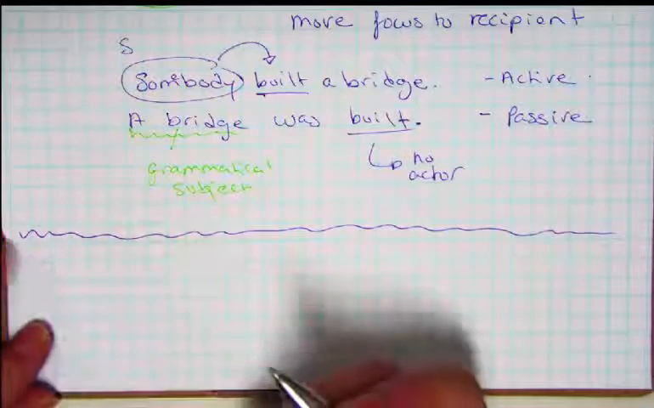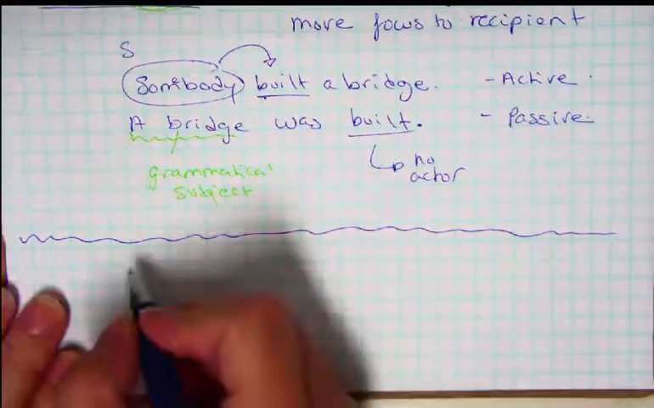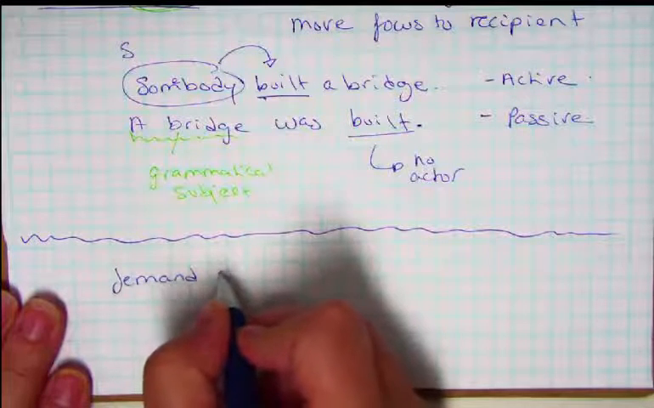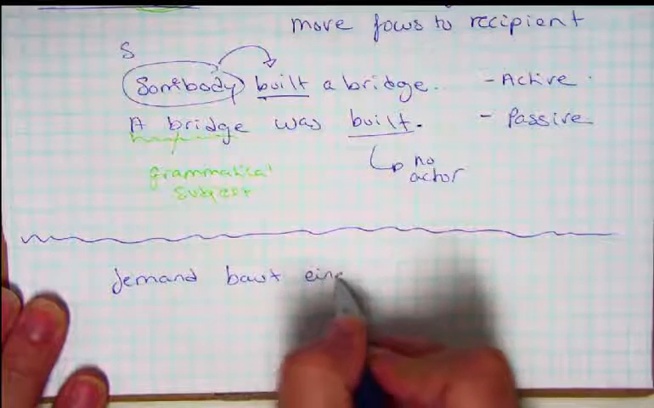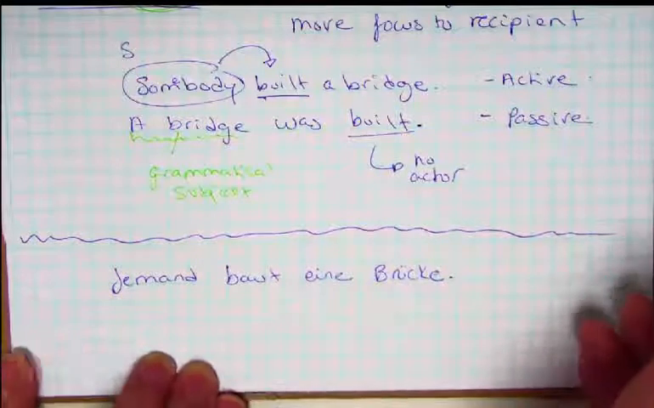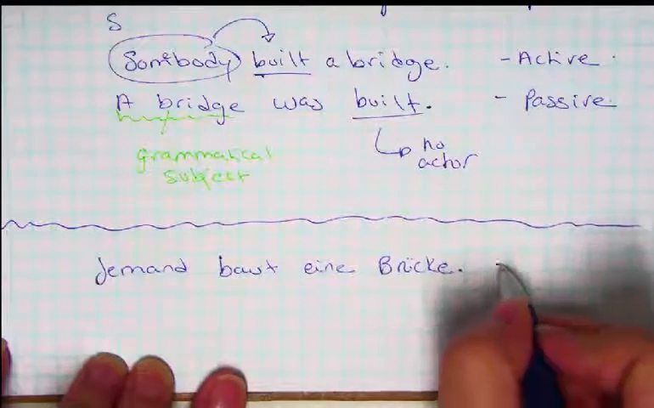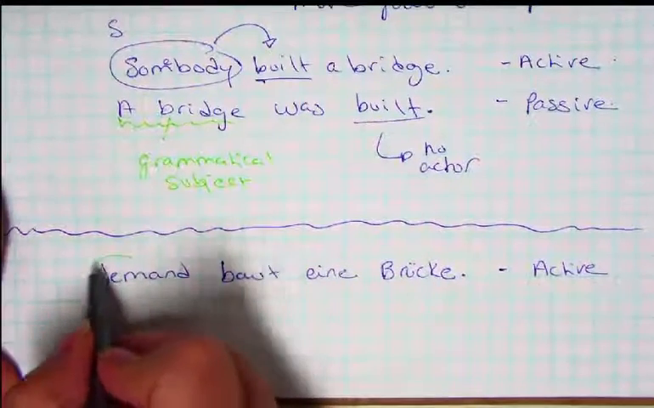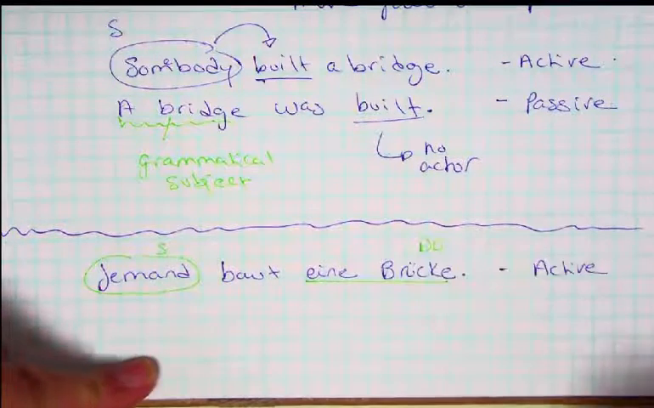We have the same type of structure as we do in English. It is very, very similar. So, the first sentence was, jemand hat, in this case it's past tense, but I'm just going to go with present tense, baut eine Brücke. Jemand baut eine Brücke. Someone builds, in this case, I'm using present tense, a bridge. So here's my active sentence. Here is my somebody, this is the subject. And here's my direct object, the thing that is being built.